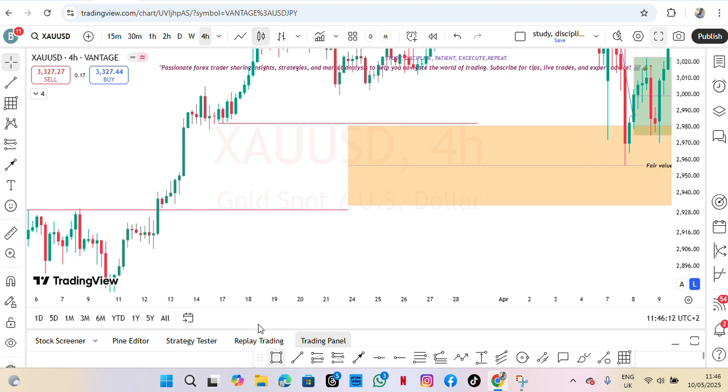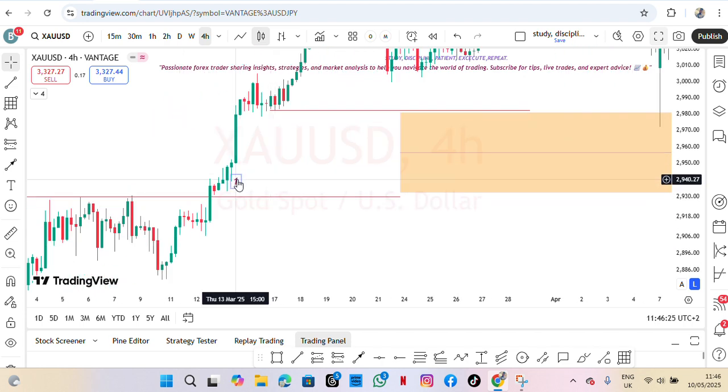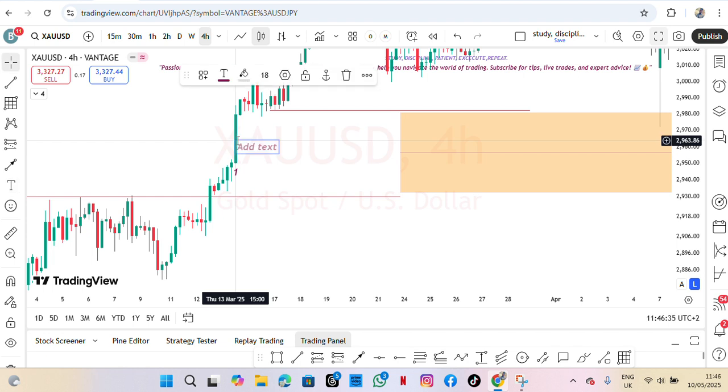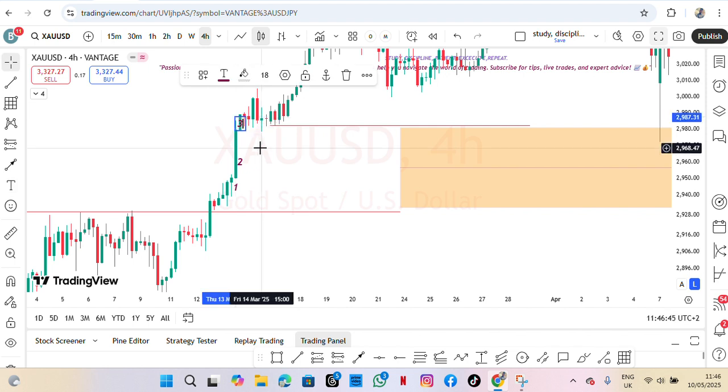This is what we call the space between this first candle. Let me write it here. This candle is our first candle. Let me put it below so you can see it. And then this is our second candle. And then this is the third candle.